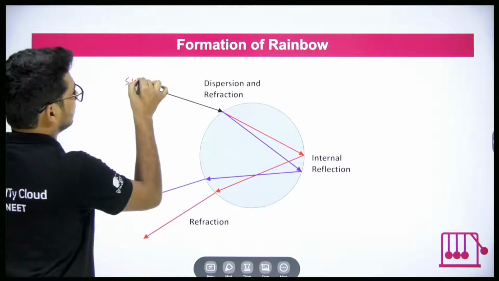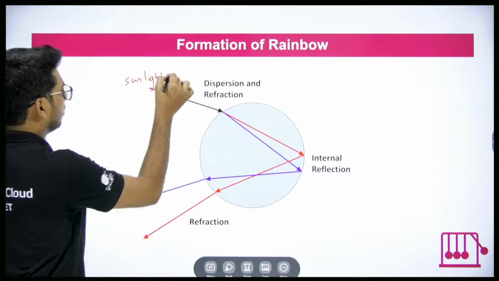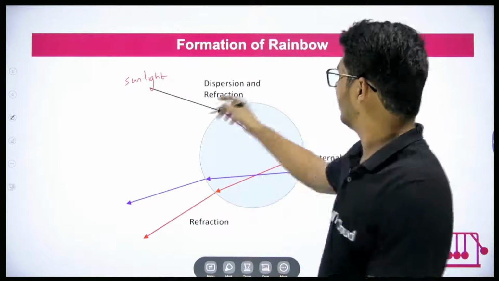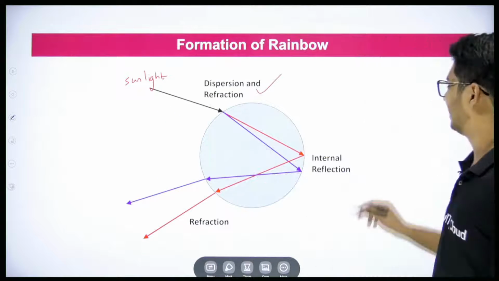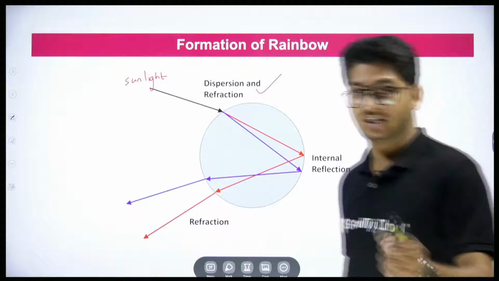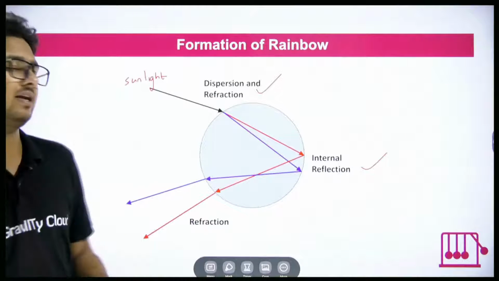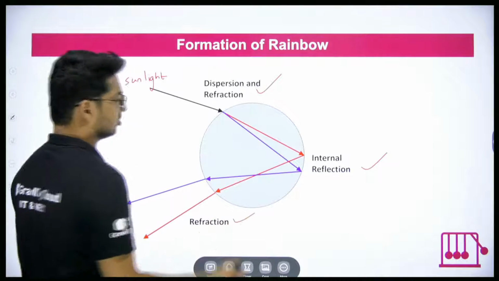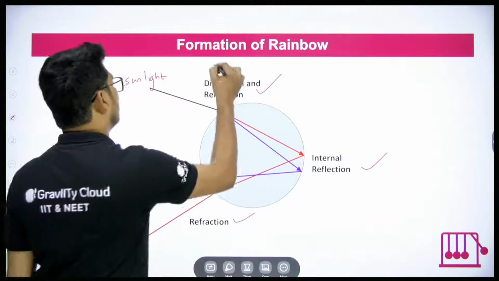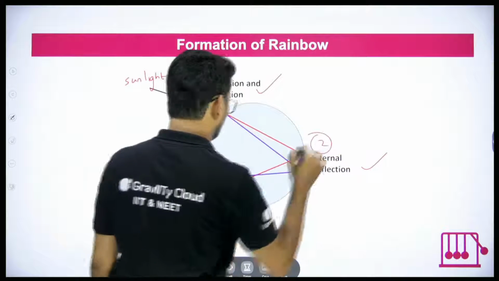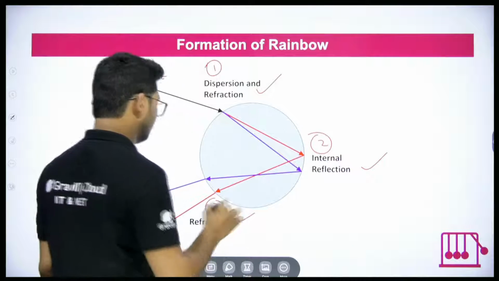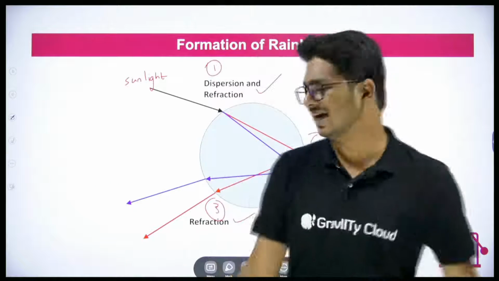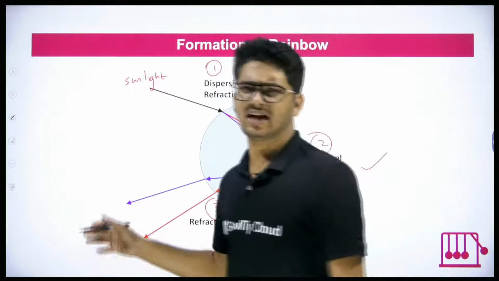Okay, this is sunlight. And if you go into all the phenomena of light that occur here, the first one, dispersion and refraction. The second one, we are concerned with reflection only. We call it internal reflection because it takes place inside the same medium. And again we come across refraction. So 3 phenomena occur: 1, 2, 3. Got it? Good.